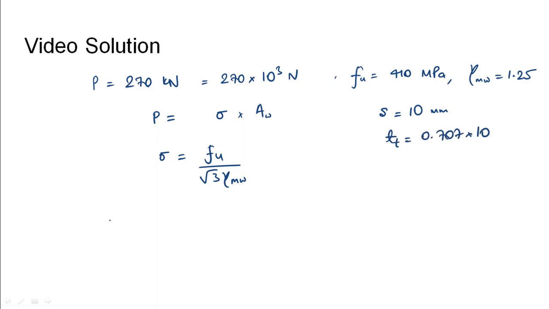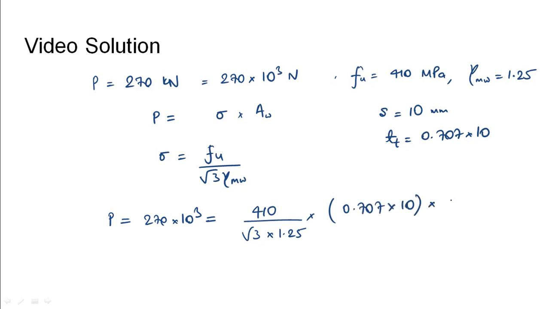So substituting all the values in the relation of P, we would get 270 into 10 cube, that is P equals the stress value, which is Fu by root 3 gamma mw. So that would become 410 by root 3 into 1.25 into area of the weld. So the area would be throat thickness, that is 0.707 into 10 into the length of the weld. Since it is a two-sided weld, let us assume the length on each side to be x. So the total length would become 2x. Using this, we would get the value of x as 100.83 millimeters.